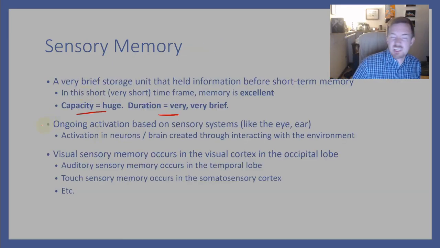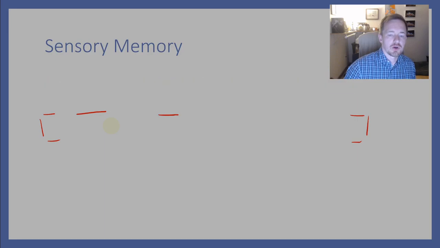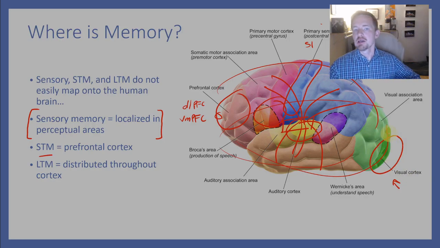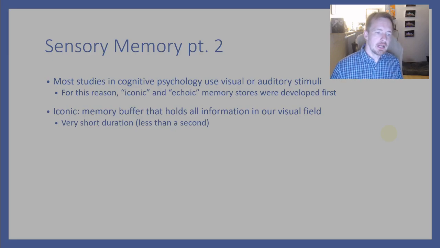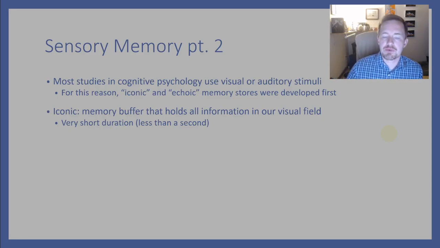All right, so where is this in the brain? This is in those areas that help us perceive vision or hearing or touch, and the ongoing activation from those sensory regions acts as the storage there. So for visual items, it's going to be here in the visual cortex. That's because that area is still active. It's still processing that, and that is going to be the memory that we're talking about here. A lot of studies in cognitive psychology focus on visual or auditory information. So we're either going to show people pictures of stuff, or we're going to make them remember lists of words or numbers. And for that reason, we know a lot about iconic and echoic memory.